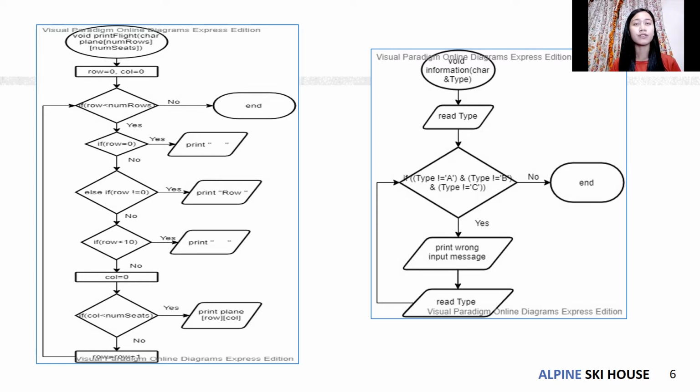From the decision box, the flow direction of yes is output or input, and the flow direction of no goes to the third decision box. Then the flow direction of yes goes to output or input, and the flow direction of no goes to the fourth decision box. From the yes, the flow direction goes to output or input, and the flow direction of no goes to the process box.